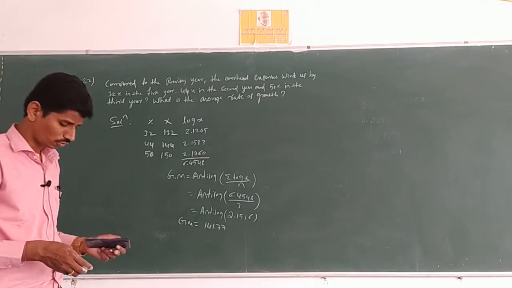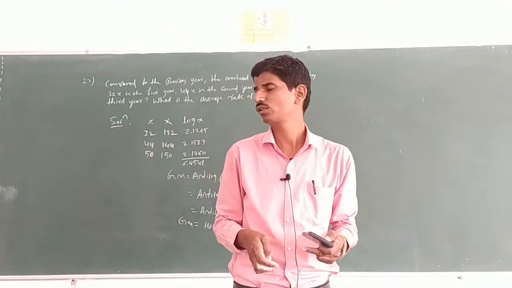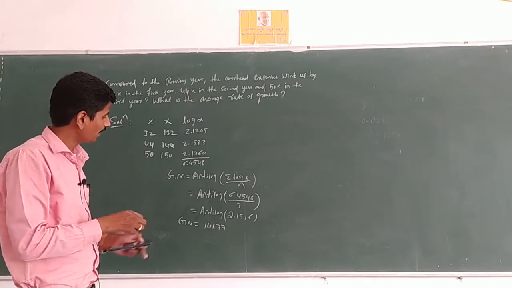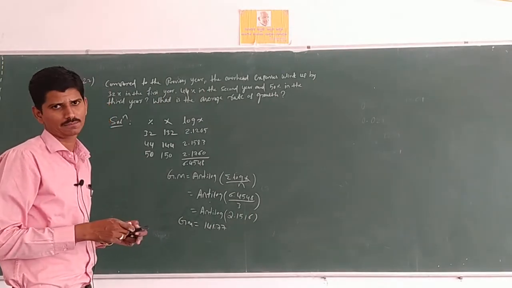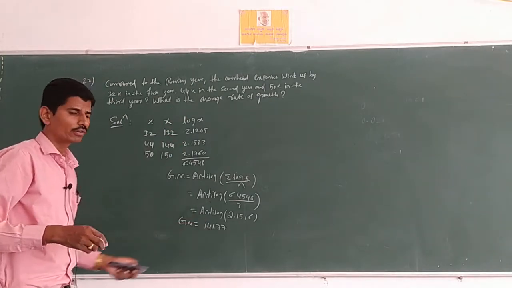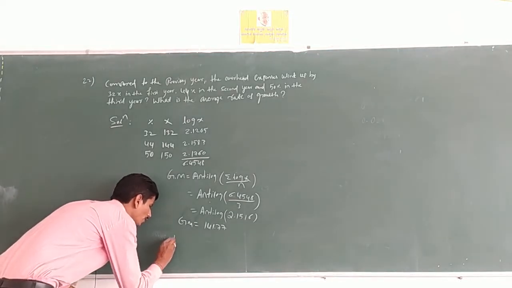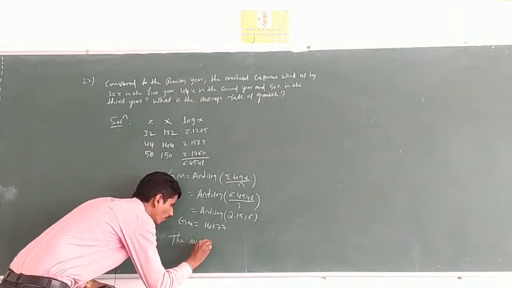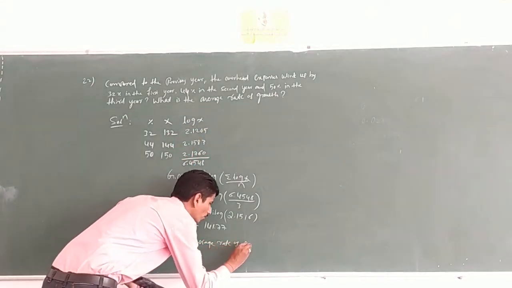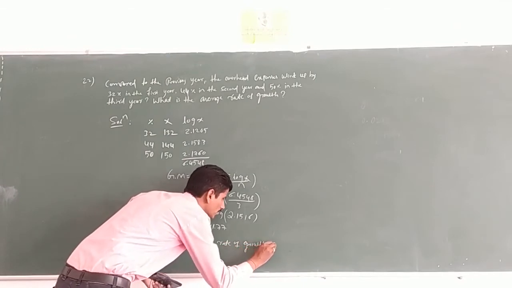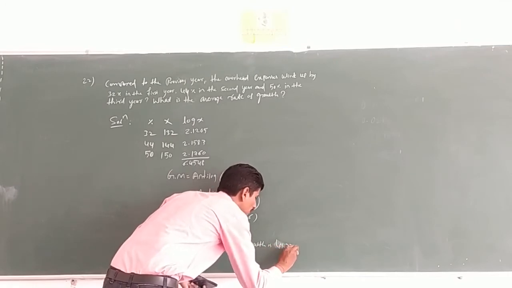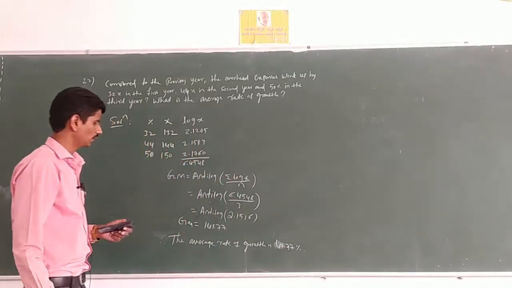What is the average rate of growth? How much has the population increased compared to the previous year? Initially it was 100. The remaining is 41.77%. Therefore, the average rate of growth is 41.77%.